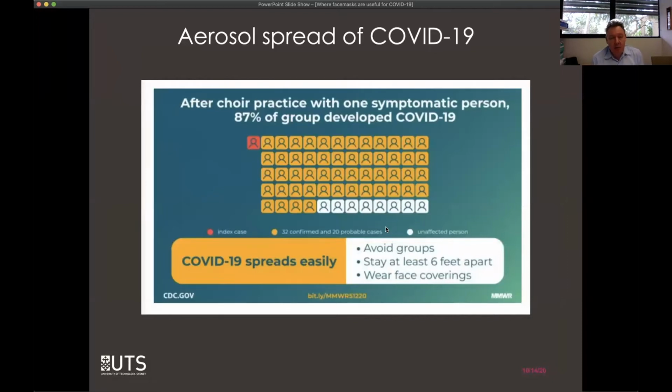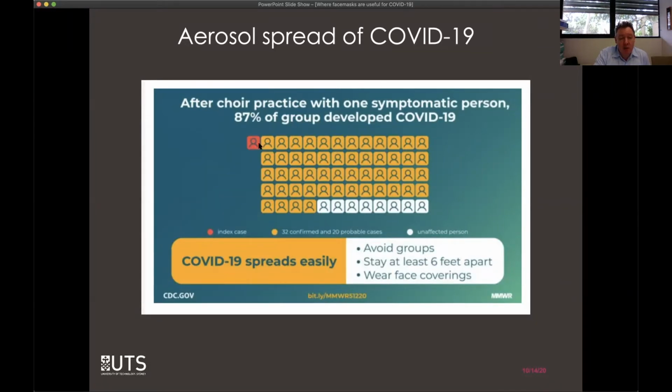Now, if you're wondering whether or not aerosol spread of COVID-19 is real, this is probably the most striking example that I can think of. There was a choir practice in America, and from that choir practice, there was one index case of one person that was positive with COVID-19. The choir practice took place, it lasted a couple of hours. From that, 32 other people became infected.